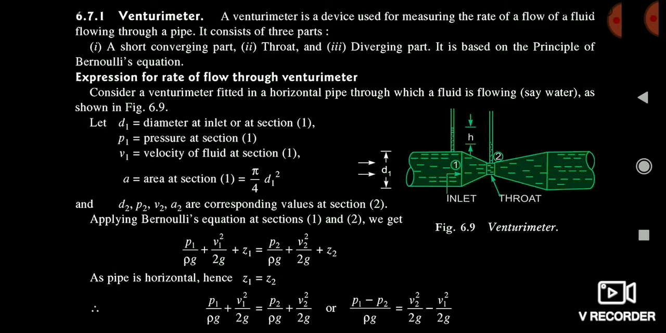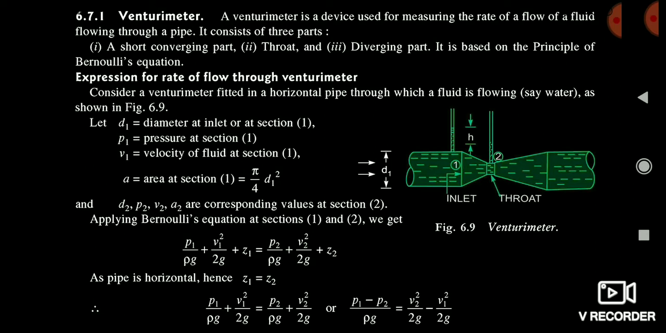Friends, you see the venturimeter. Venturimeter is used for measuring the rate of flow inside a fluid. Means it is used for measuring the velocity and the discharge. It has three sections: the converging part, the throat part and the diverging part. I think all of you have studied this in your semester examination.